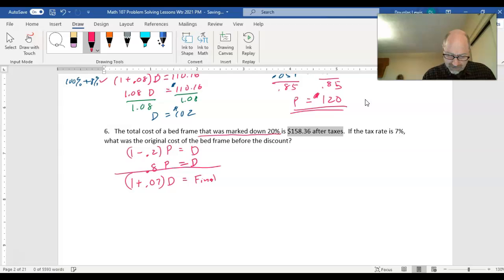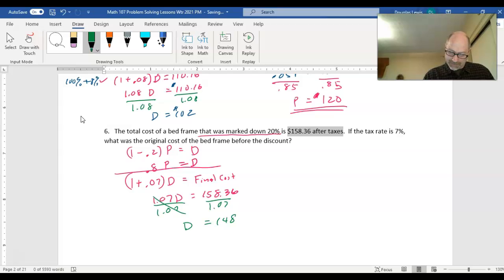I'll write this final cost. So that's 1.07D should be equal to 158.36. So now we just divide by the 1.07, and that is 158.36 divided by 1.07. That gives us 148. Okay, a little bit less.